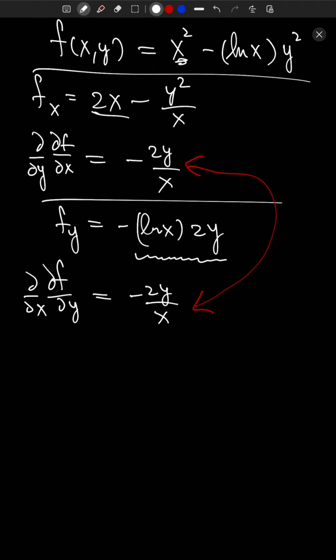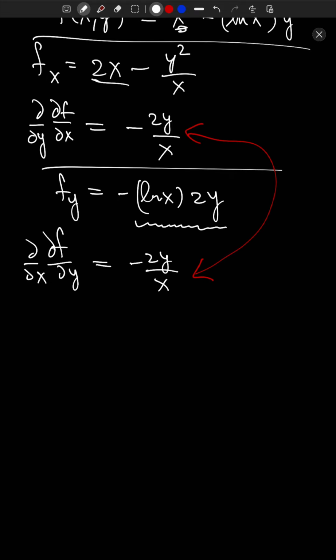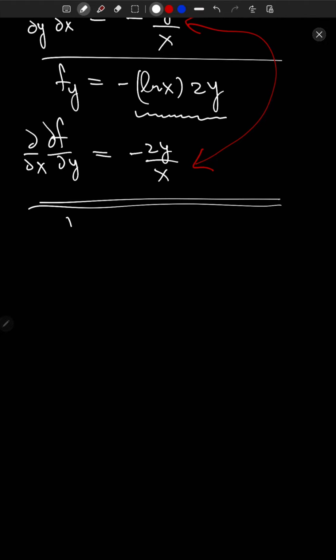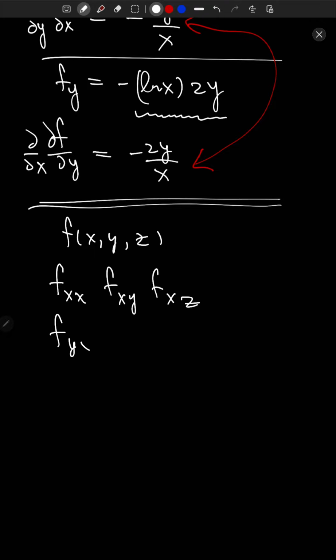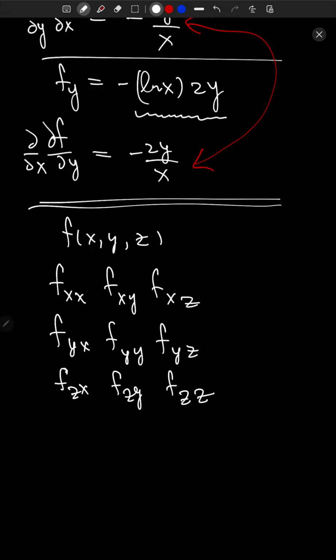Everything I talked about here works for three variables as well, right? So if you have f of x, y, z, then you're going to have a whole bunch of partial derivatives, right? F sub xx, f sub xy, f sub xz, f sub yx, f sub yy, f sub yz, f sub zx, f sub zy, f sub zz. Okay.